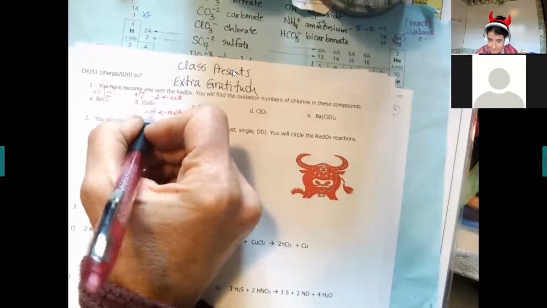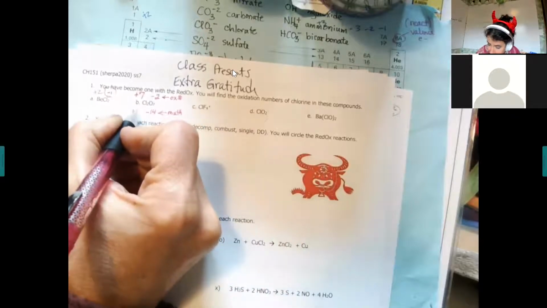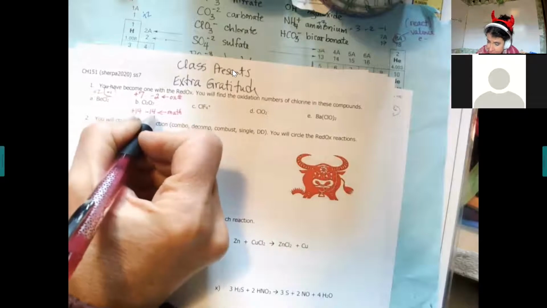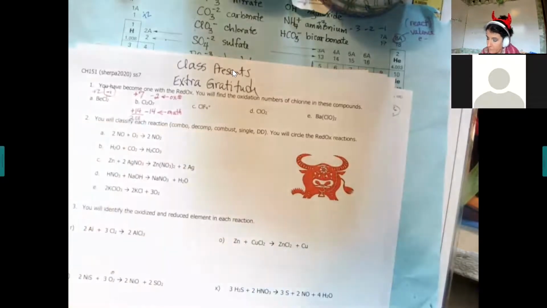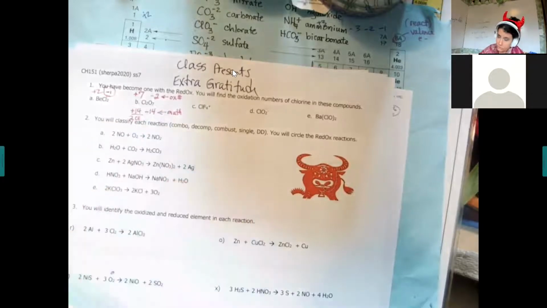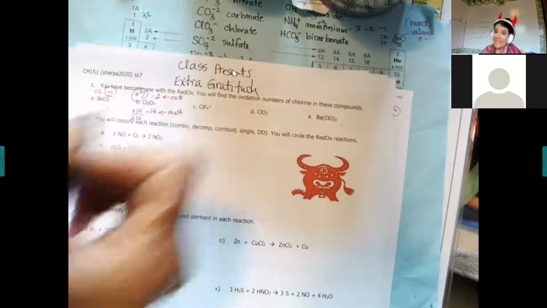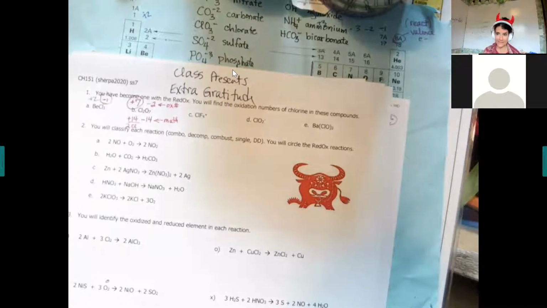So -2 times 7 is -14. That means I need a +14 to balance negative, and then we would divide it by the chlorine. So divided by the 2 chlorines in the compound, each chlorine is a +7. That is an insane number. Students are always like, it doesn't make sense. Chlorine wants to be a -1. Why would it be a +7?